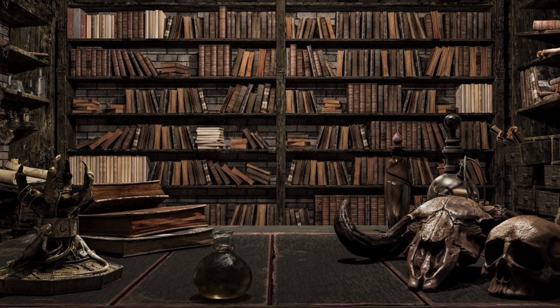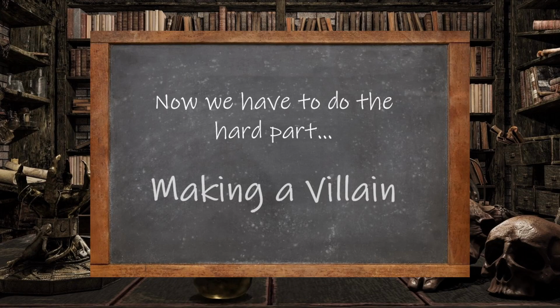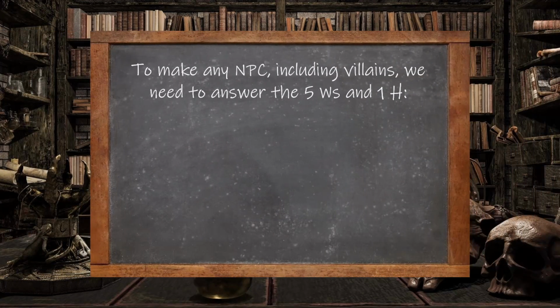So, the Dungeon Master's Guide has told us what a villain is, and we have some general ideas for the types of villains that we can make. But now we have to dive into the hard part, actually making one. To make a villain, just like any NPC for D&D, we'll want to answer the 5 W's and 1 H. Who, what, when, where, why, and how.